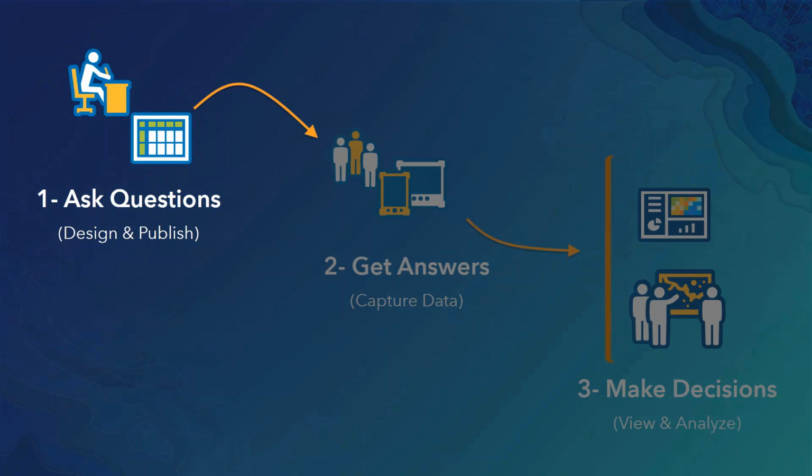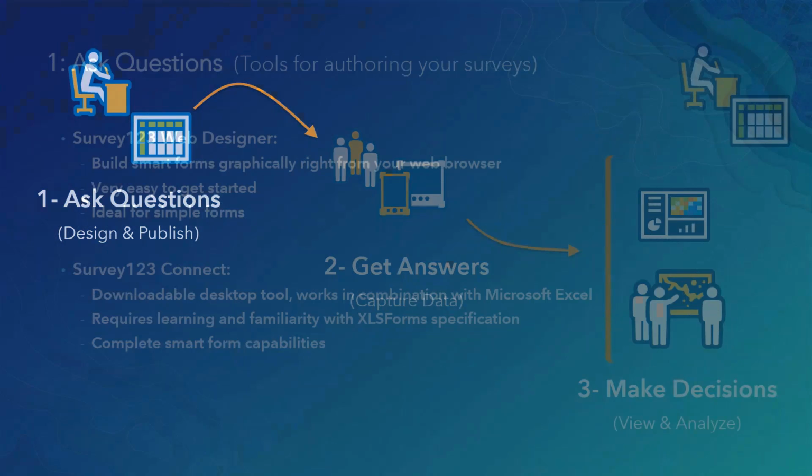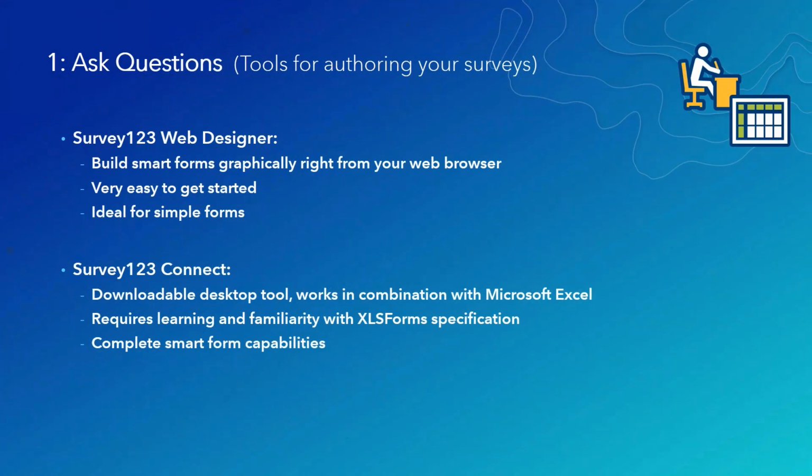So when you're designing and publishing your questions in these forms, you're going to use one of 2 apps. The web designer is built right into your ArcGIS Online organization, or you can log into it through survey123.arcgis.com and get the same place. If you're disconnected, or if you want a more robust smart form experience, you can download or install Survey123 Connect. It's a desktop app that is designed to work with Microsoft Excel.